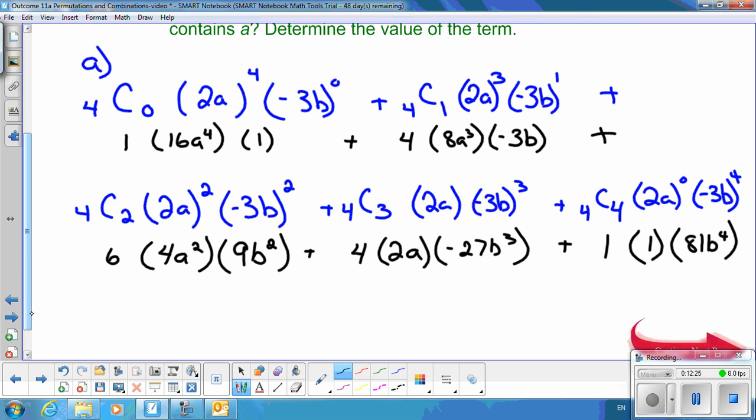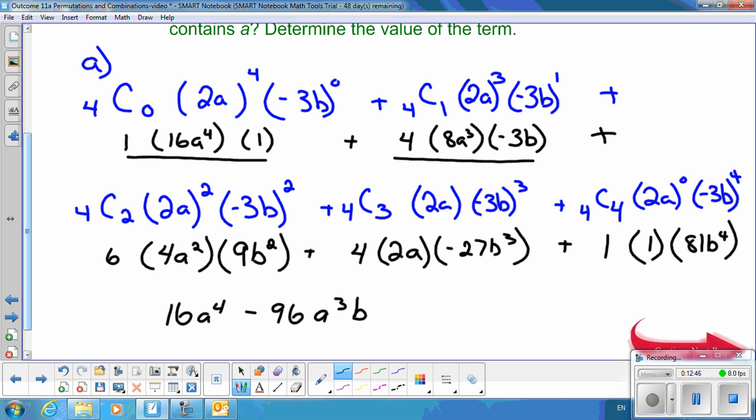So let's put it all together. In that first term, I have 1 times 16a to the 4 times 1, which is just 16a to the power of 4. In the next one, 4 times 8 times negative 3 is negative 96, a cubed b. Our next term, 6 times 4 times 9, is positive 216, a squared, b squared.